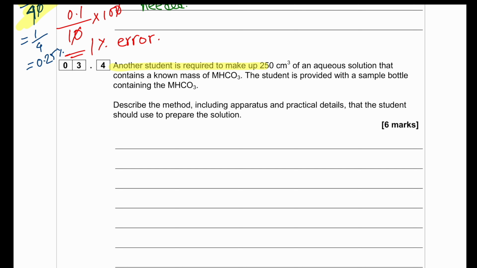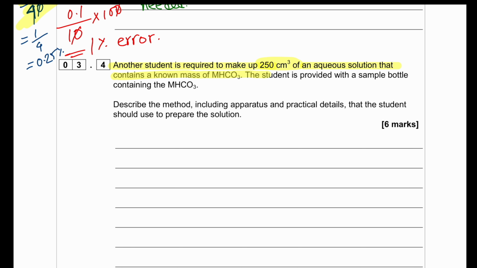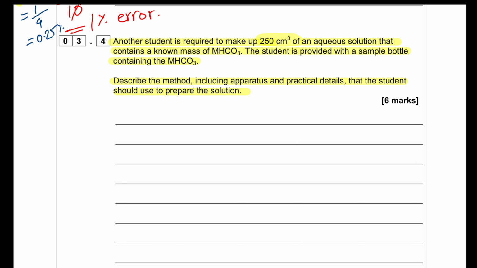Another student is required to make up 250 cm3 of an aqueous solution that contains a known mass of MHCO3. This student is provided with a sample bottle containing the MHCO3. Describe the method, including apparatus and practical details, that the student should use to prepare the solution. So this question's answer can be divided into three steps. For the first step, the student can use an empty clean beaker and 2 grams of MHCO3, and carefully place it in the beaker and measure the mass using a top pan balance.